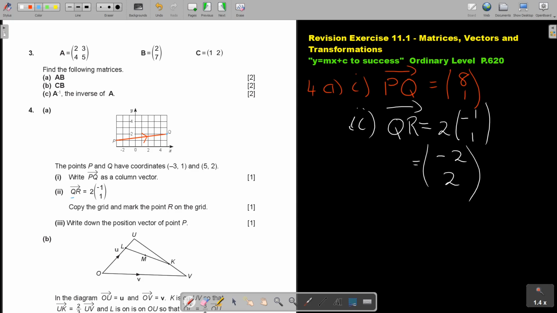Now where's Q? There is Q. And then I just go -2. There's the -2, and then I go 2. And I get the point there, and that's the point R. And that's how you do it. So you just first did your multiplication, then start at Q, because they start with Q, and then just mark it. Then I'm going to do the last one.